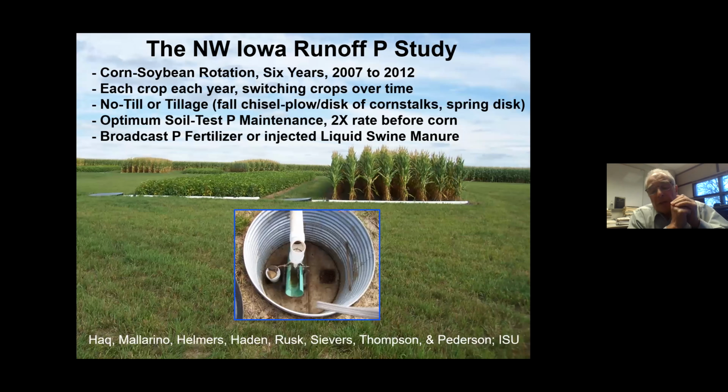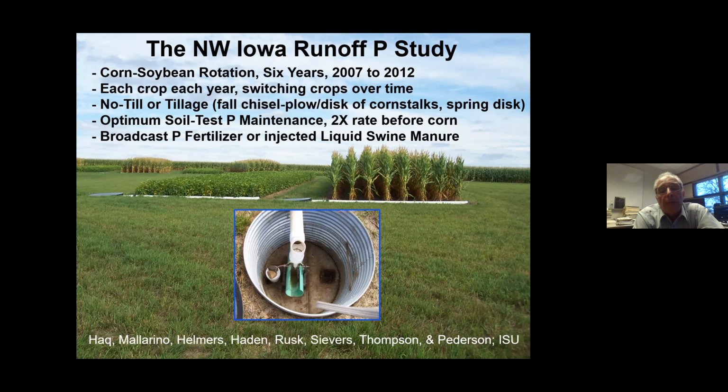So the first thing I'd like to show is a study we did a few years ago with Matt Helmers and several others in Northwest Iowa, where we were comparing the phosphorus loss from large plots, as you can see in the picture. So we have a conservative rotation, 6 years, each crop each year, so we have corn and soybean switching over time in order to get more data. And the treatments were no-till or tillage, okay? Fall chisel plow after corn stalk, or spring disc.